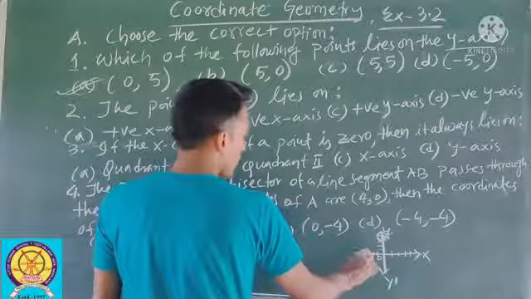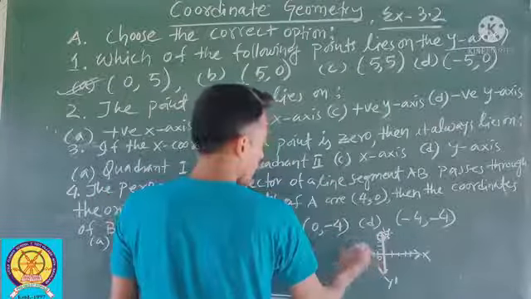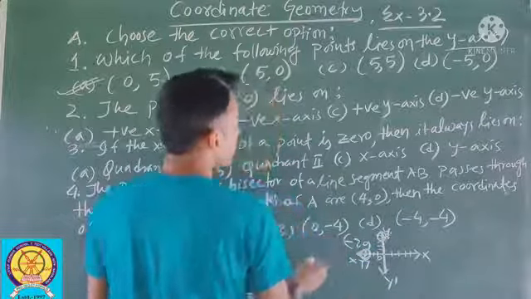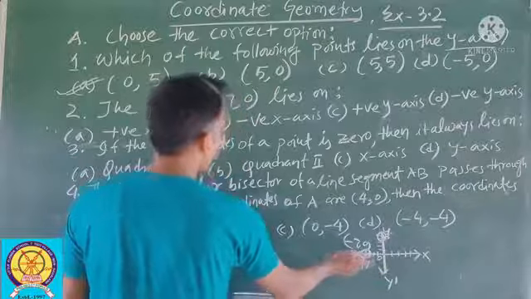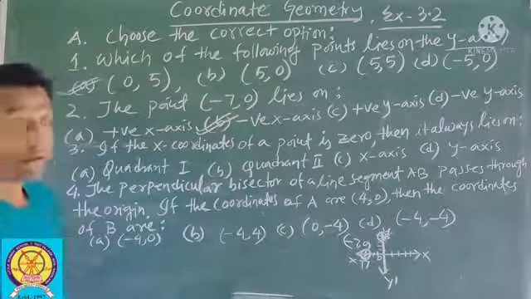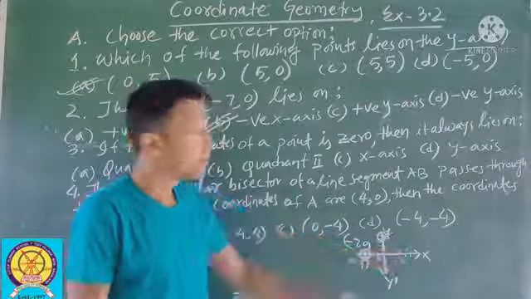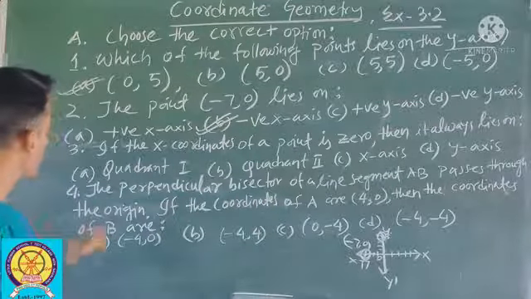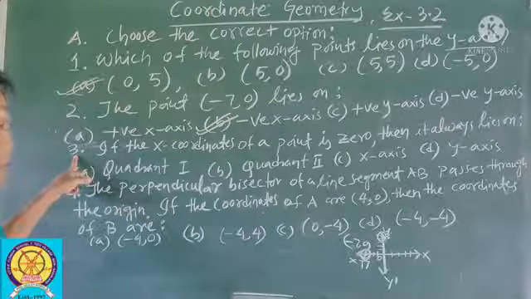Y is 0, so the point will be on which axis? This point (-7, 0) is on which axis? X axis. So it is on the x axis, but it is the negative x axis. So your correct option will be B. Okay, this one is the negative x axis, that one is the positive x axis, which we have already discussed in the earlier video about positive and negative x axis, positive and negative y axis.